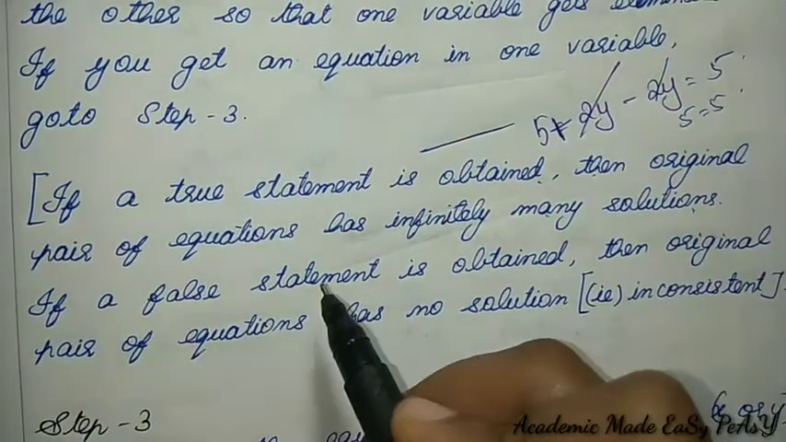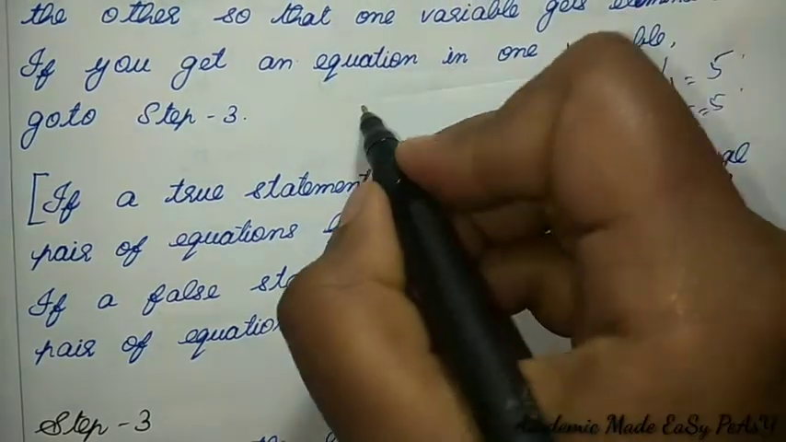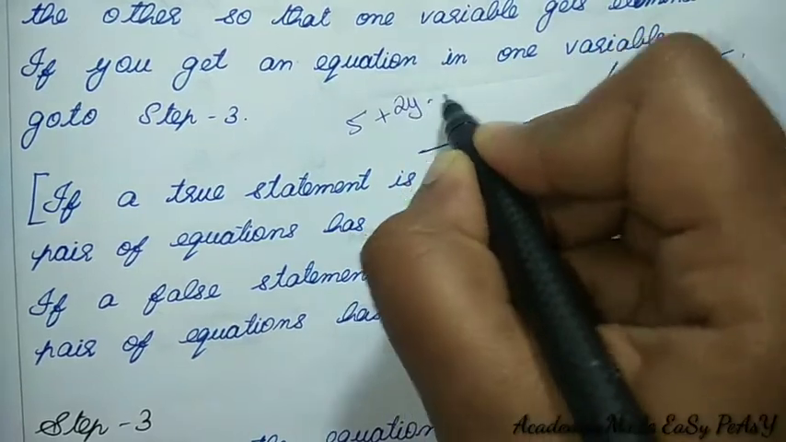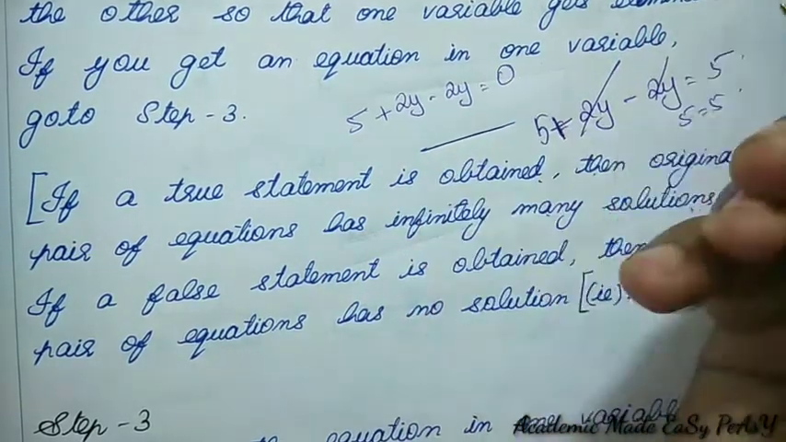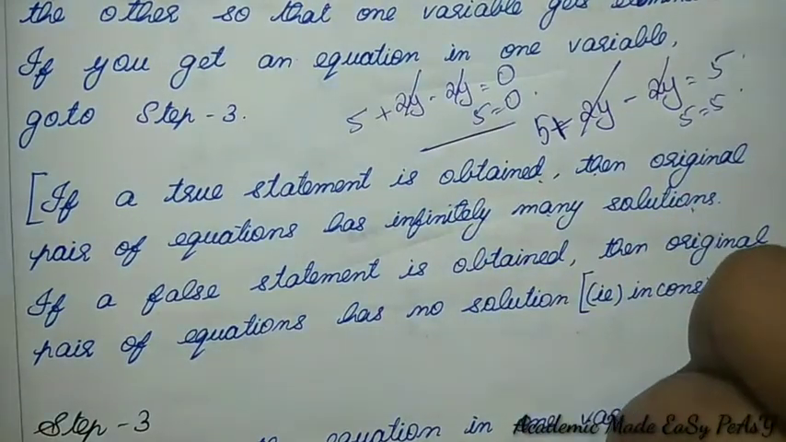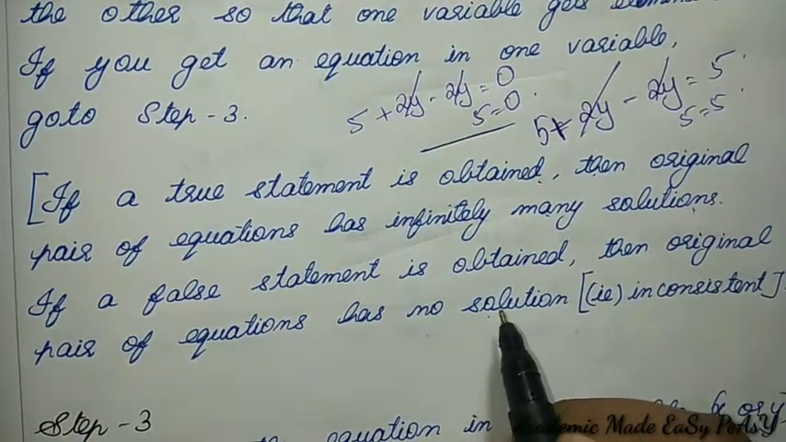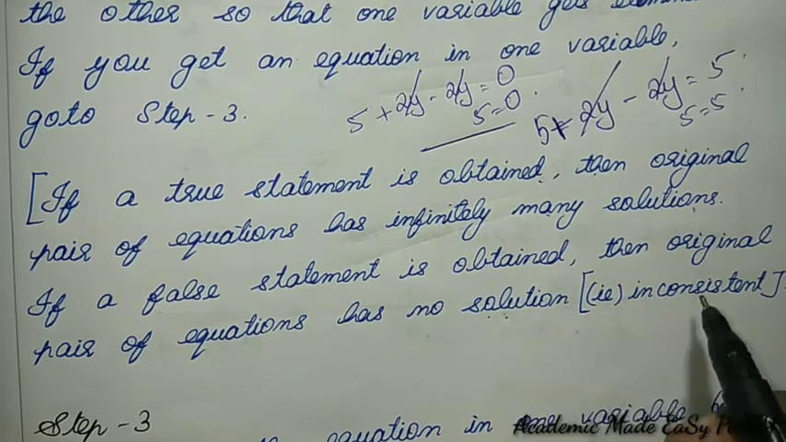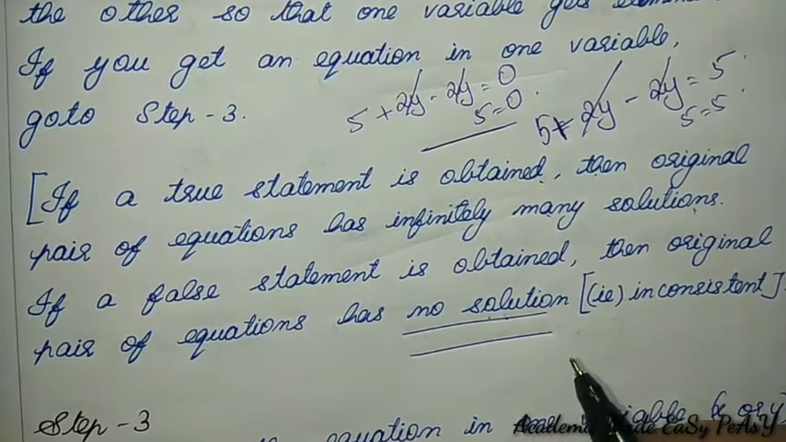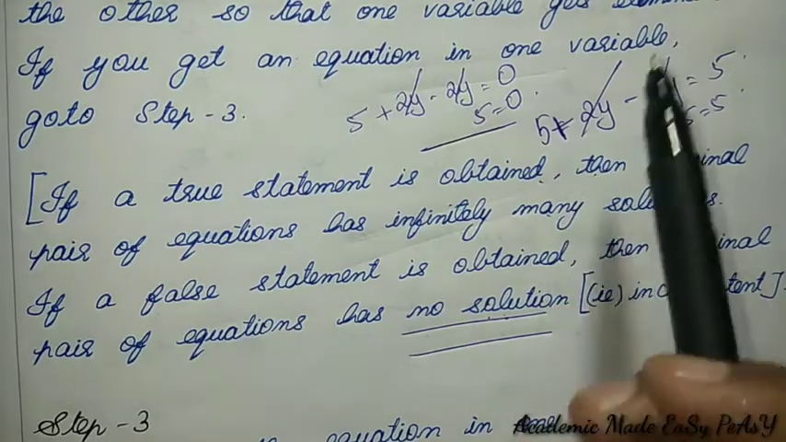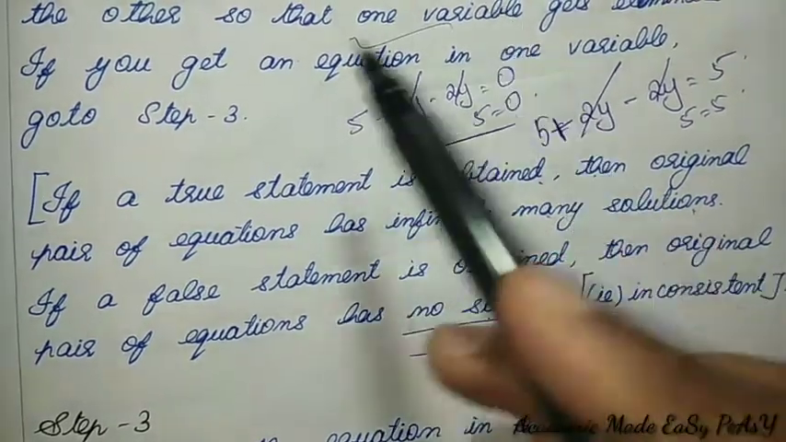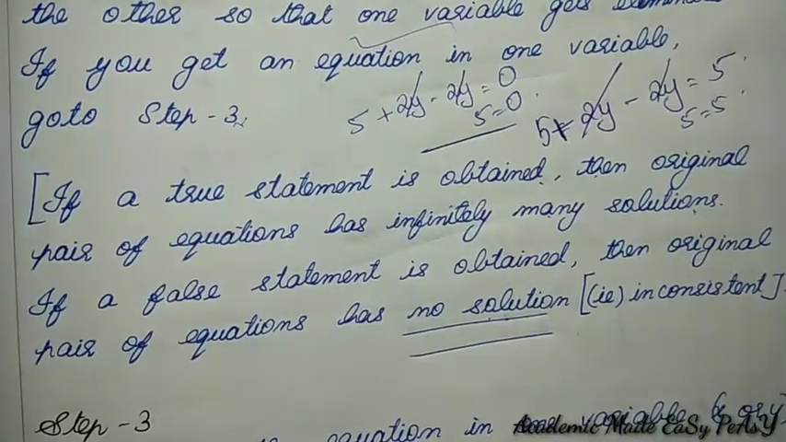Okay, if the statement is false, that is, if it is 5 plus 2y minus 2y is equal to 0, we will be cancelling these two, and 5 is equal to 0 only we will be having, isn't it? Therefore, I will say that there is no solution and it is inconsistent. It means these two are having parallel lines. So if I have an equation in one variable, then I will be moving on to step 3.